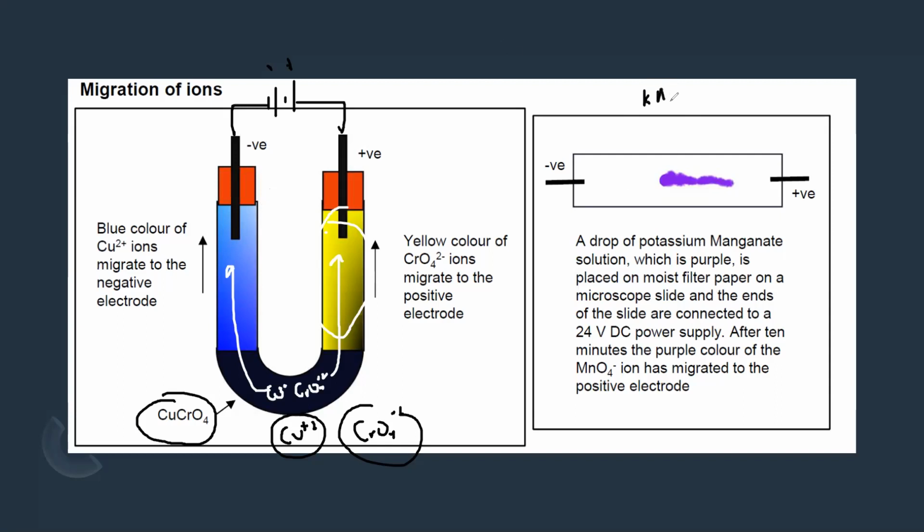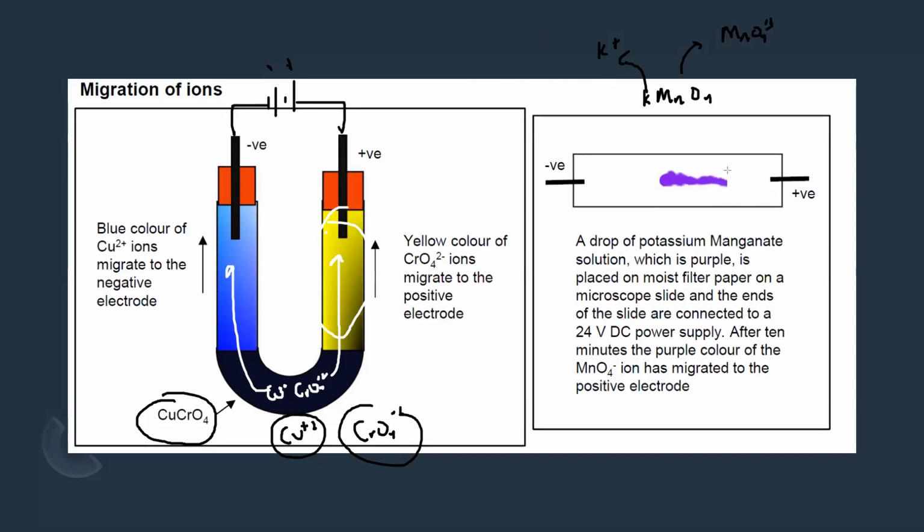Potassium permanganate is KMnO4, the compound, and it dissociates into K+ and MnO4-. The permanganate ion is purple in color. So when we place this on a moist filter paper, in the beginning we place it at this point. But when we pass the current, because the ion is negative, it is attracted towards the positive.